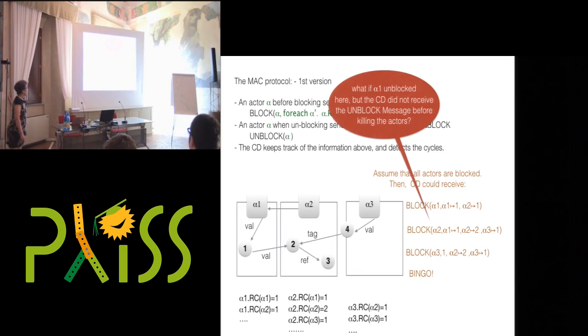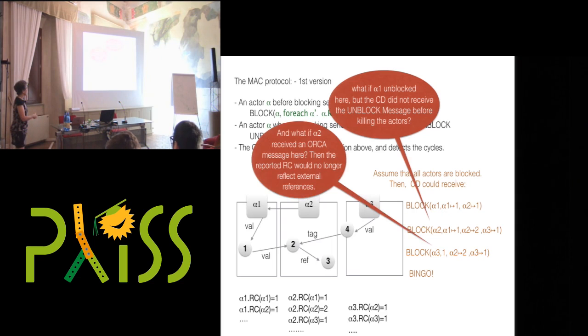But what happens if this actor blocks, then unblocks, and sends the cycle detector a message that it has unblocked, but the cycle detector does not receive it in time, and kills the actor? Or what happens if alpha 2, after becoming idle, receives an ORCA message? Then the information about the reference count in alpha 2 is outdated, and the cycle detector would take a decision based on outdated information.